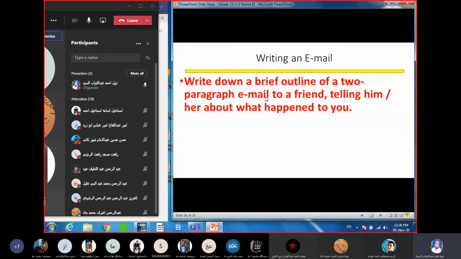Writing an email. As homework, you are going to write an email on a piece of paper, and you are not going to send it through the assignments, but you are going to read it aloud in the next period. I'll call names to read the emails they have written. Write down a brief outline of a 2-paragraph email to a friend, telling him or her about what happened to you.